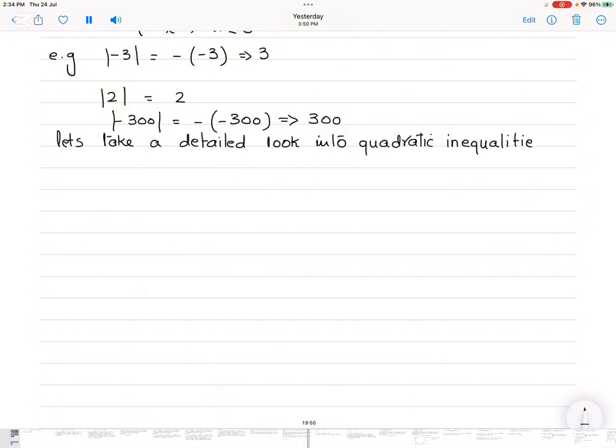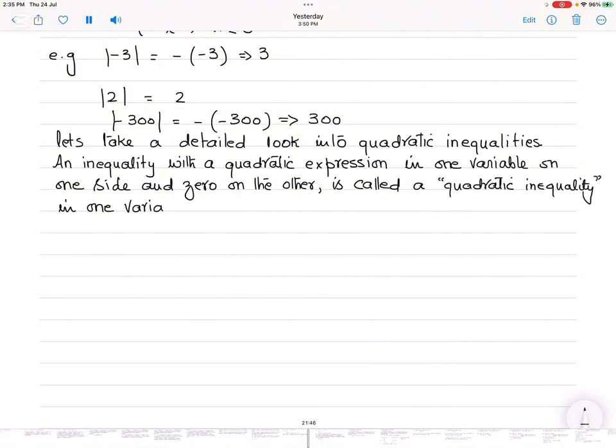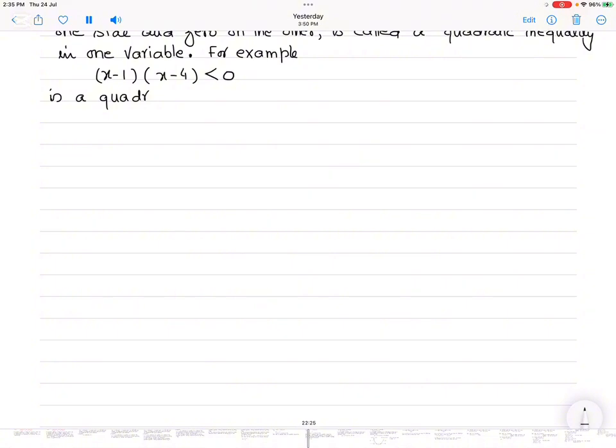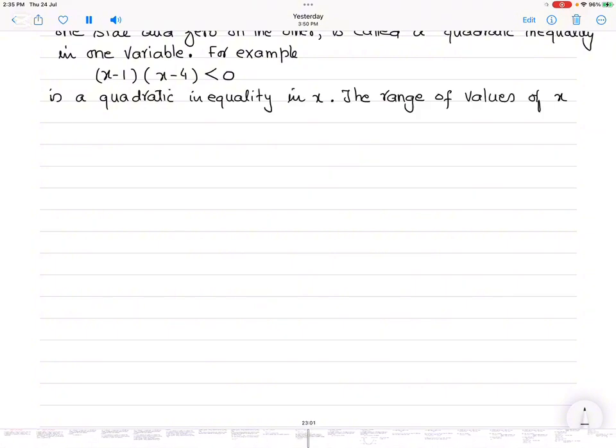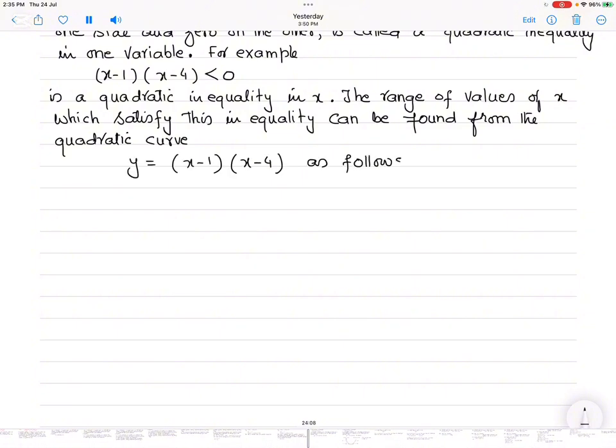Let's take a detailed look into quadratic inequalities. An inequality with a quadratic expression in one variable on one side and 0 on the other is called a quadratic inequality in one variable. For example, (x - 1)(x - 4) is less than 0. So this is a quadratic inequality in x. The range of values of x which satisfy this inequality can be found from the quadratic curve y = (x - 1)(x - 4) as follows.